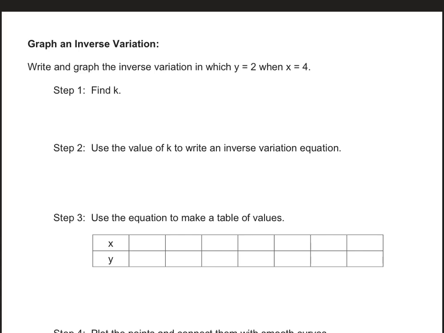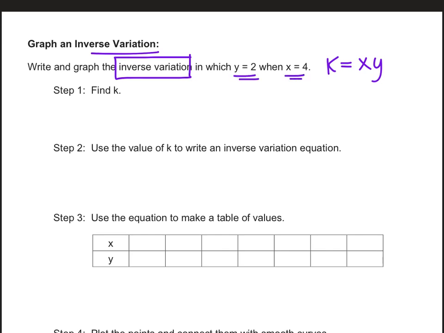So now that we know a little bit about our inverse variation functions, let's work on graphing an inverse variation. What we want to note in this example is that we are told that it's an inverse variation. We're not asked to determine, is this an inverse? We already know that it is. So that means that our constant will be equal to the x value times the y value. So write and graph the inverse variation in which y equals 2 and x equals 4.